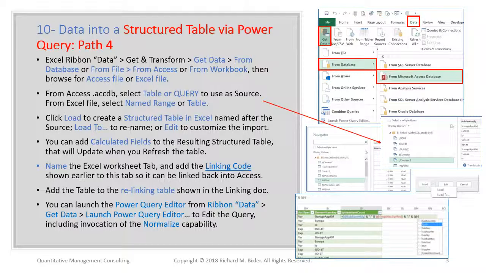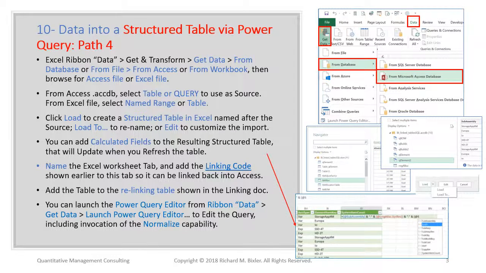From an access.accdb file, select a table, probably called RNG table name, or query, probably called lowercase q query name, to use as the data source. From an Excel file, select a named range like RNG table name or a structured table. Click Load to create a structured table in Excel named after the source, or you can click Load To to rename the table, or click Edit to customize the import.